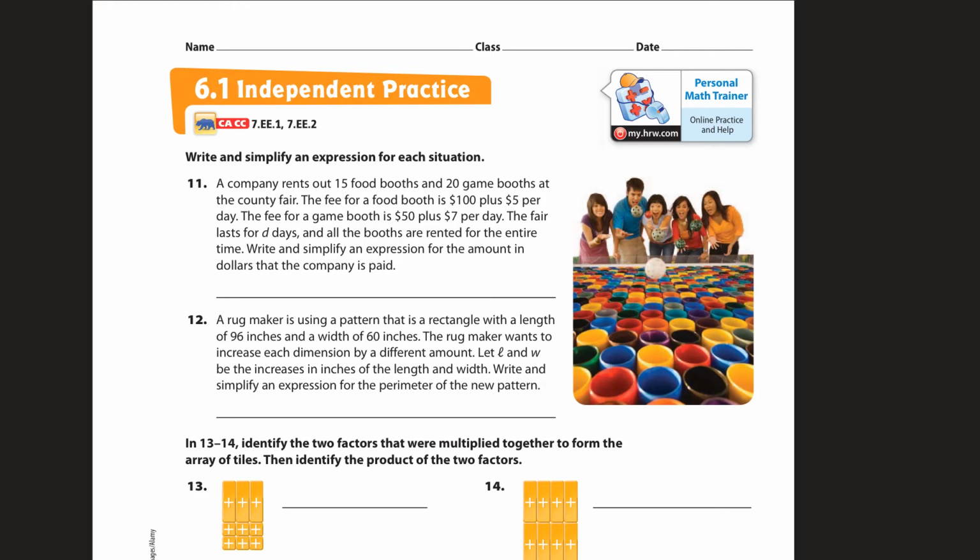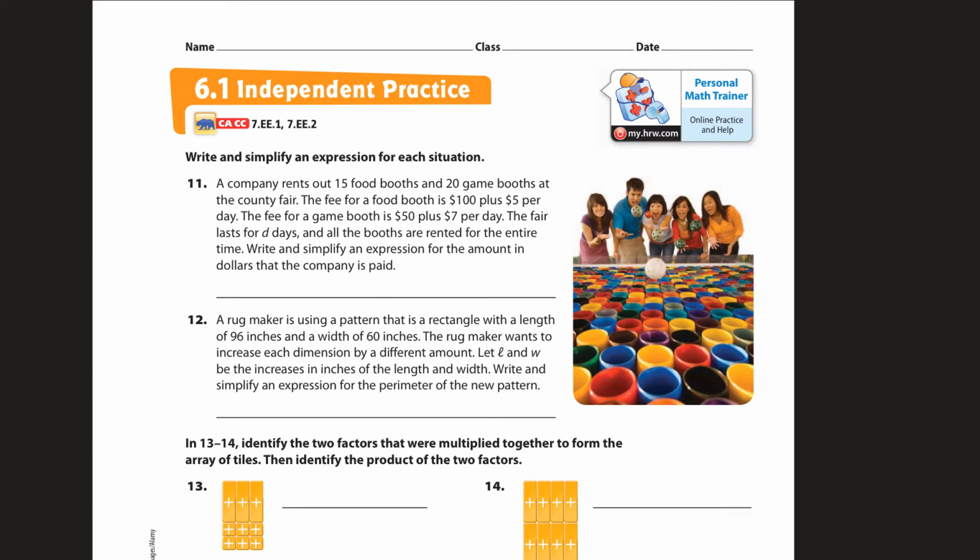Okay, independent practice. Let's get started with 6.1. It says a company rents out 15 food booths and 20 game booths at the county fair. The fee for a food booth is $100 plus $5 per day, and the fee for a game booth is $50 plus $7 per day. The fair lasts for D days, and all the booths are rented for the entire time. Write and simplify an expression for the amount in dollars the company's paid.